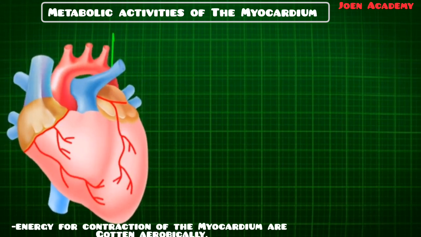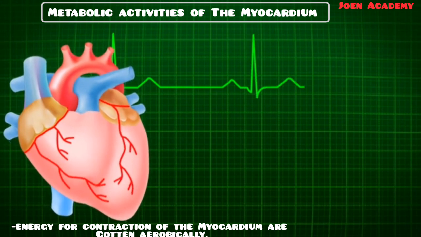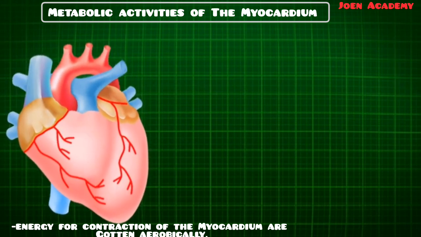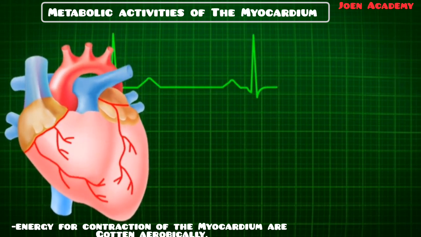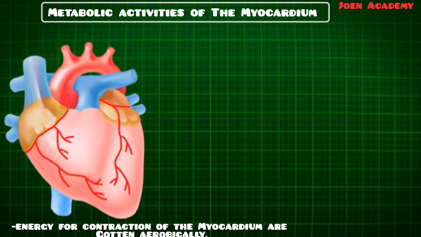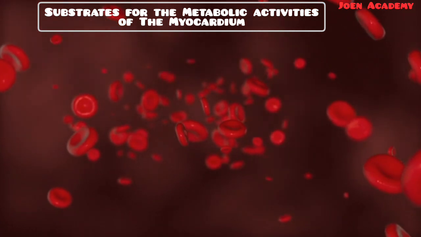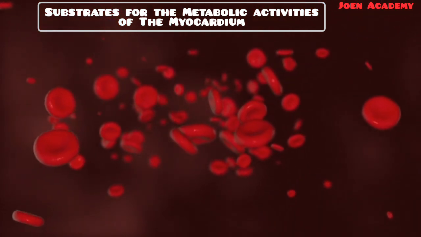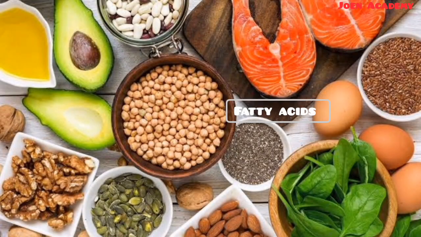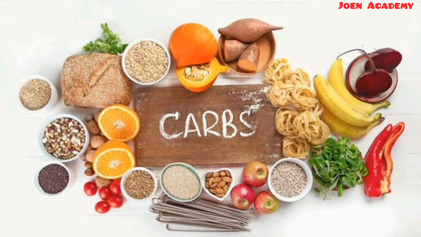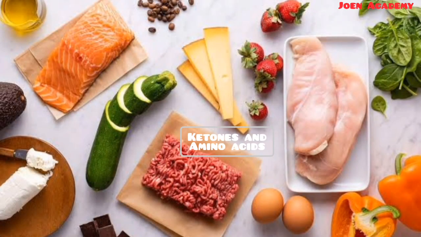The reason for this is that energy obtained under anaerobic conditions is an insignificant 1% of the total energy need, which is not even enough to sustain the contraction of the ventricles. The substrates that the cardiac muscles use to carry out their metabolic activities are fatty acids, which provide about 60% of the energy. Another substrate is carbohydrate, that is lactate and glucose, which provides 35% of the energy, and ketones as well as amino acids, which provide the remaining 5% of the energy.